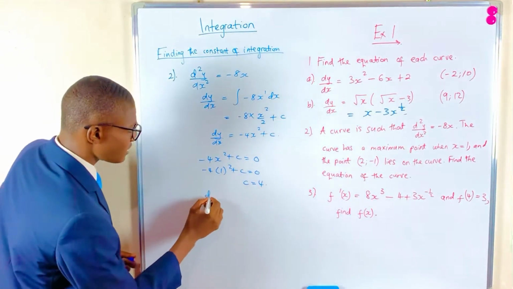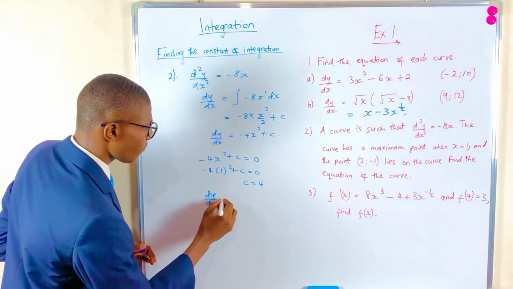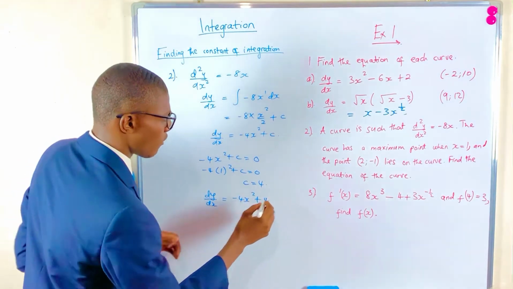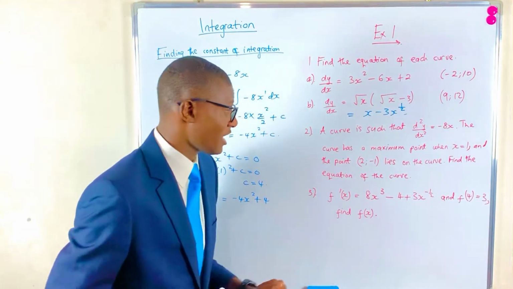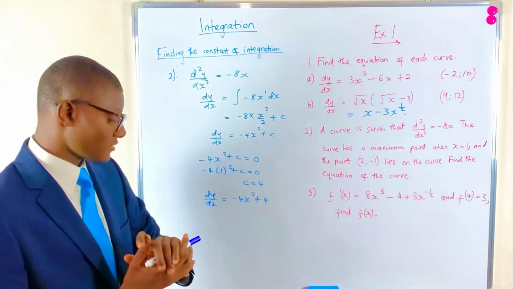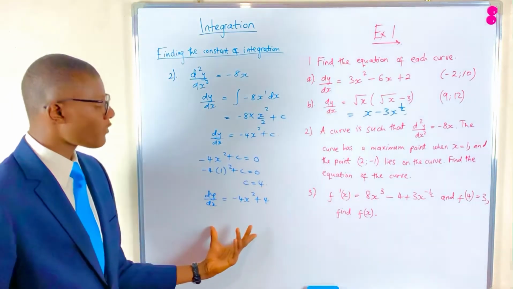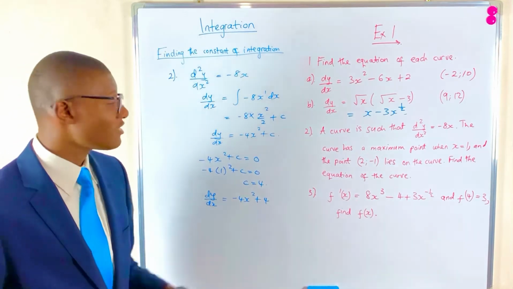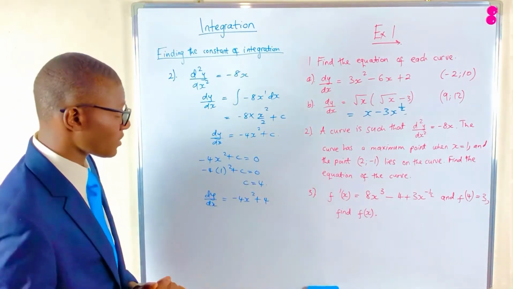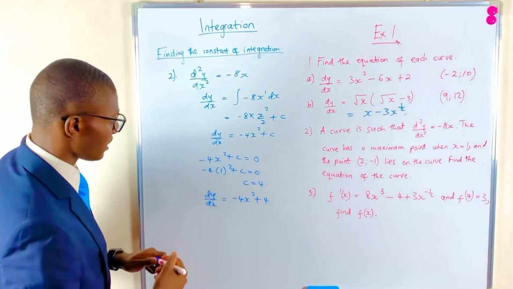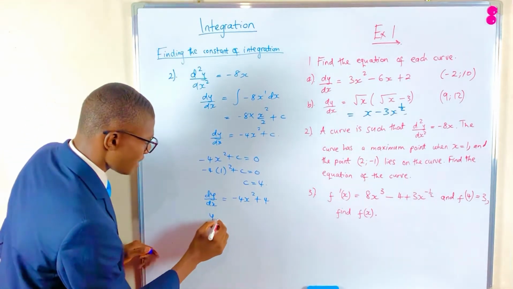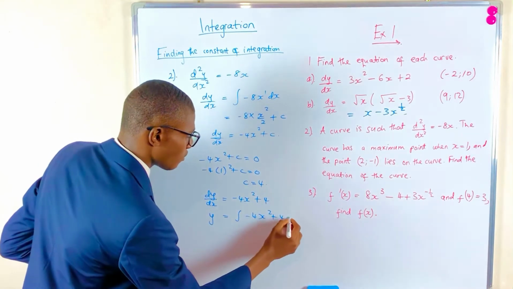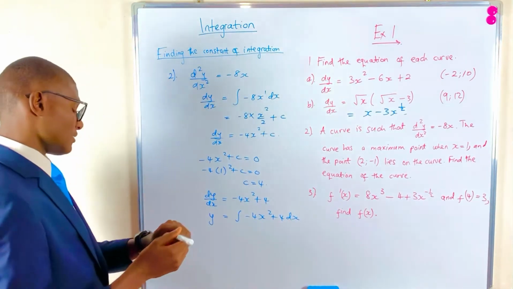So now we've got dy by dx being equal to minus 4x squared plus 4. But we're not yet done, because we're required to find the equation of the curve. So moving on from here, if we integrate this gradient function, we should get the function of x, right? Which we are saying that y is equal to the integral of minus 4x squared plus 4 with respect to x, right?